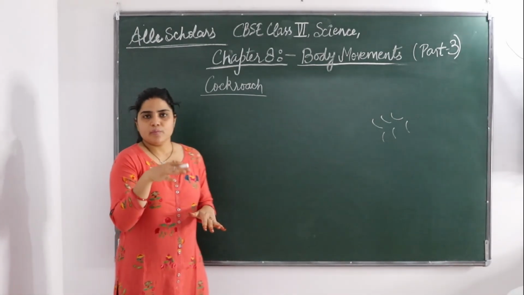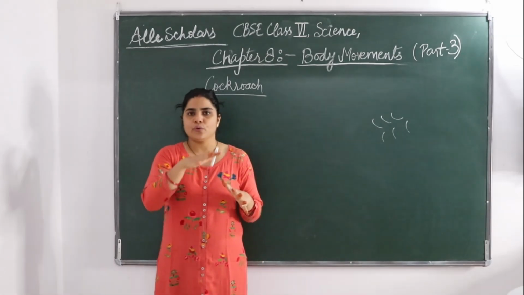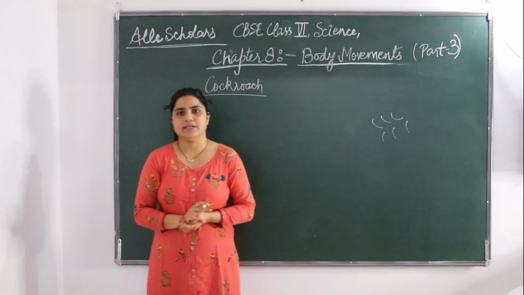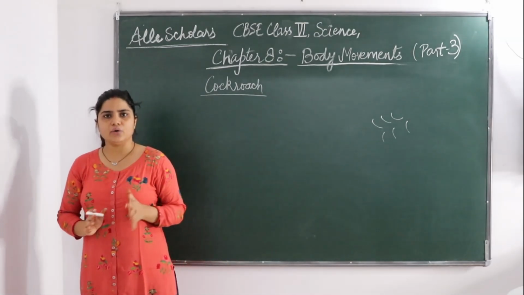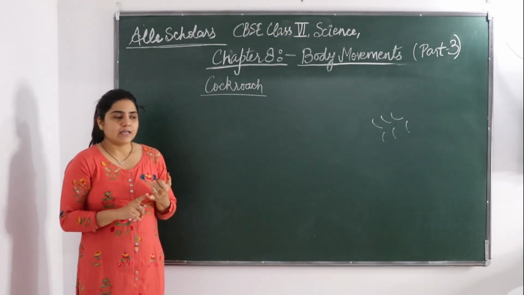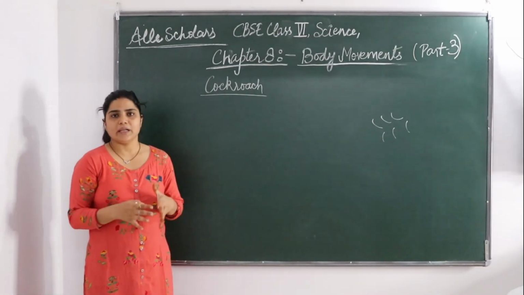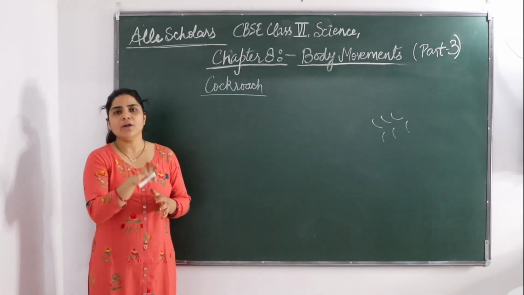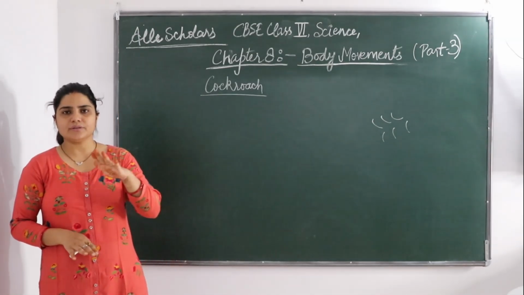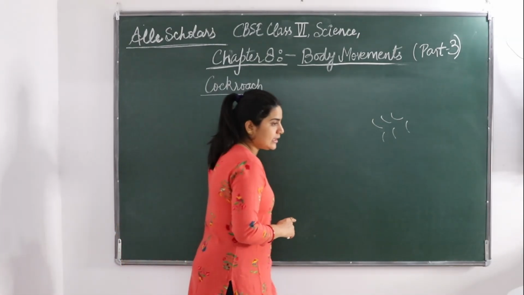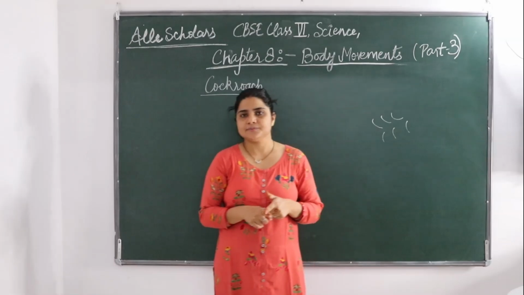Okay, so the body of this cockroach is covered with a hard outer skeleton. The outer skeleton is made up of a number of plates that are joined together, and they permit movement. Okay, the outer skeleton permits the movement.